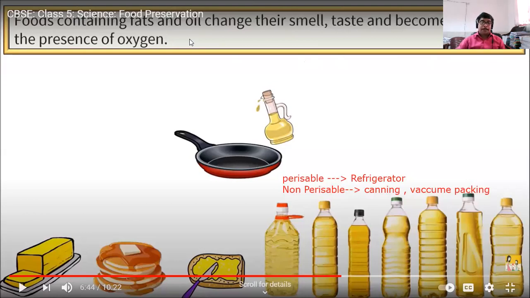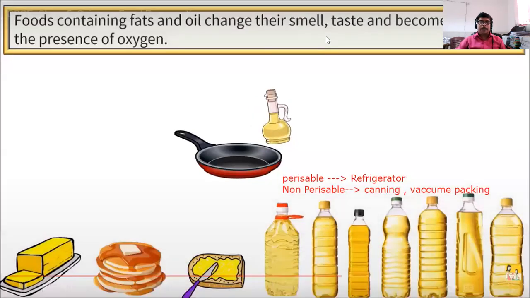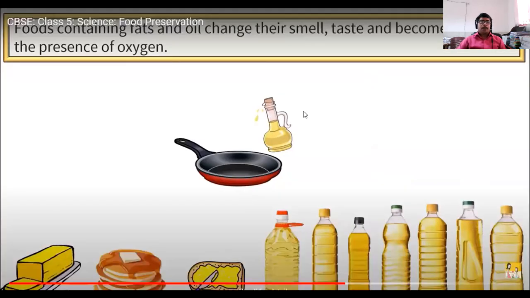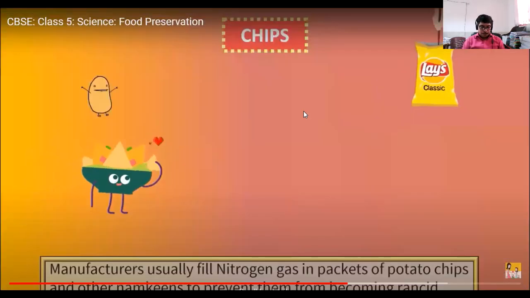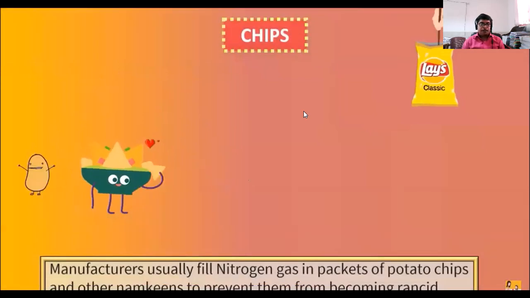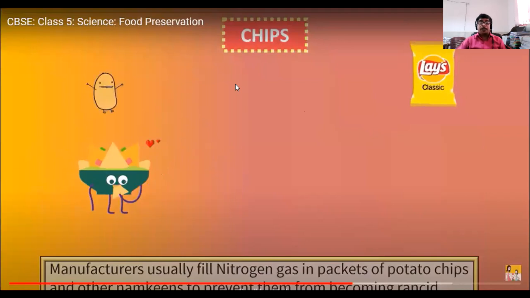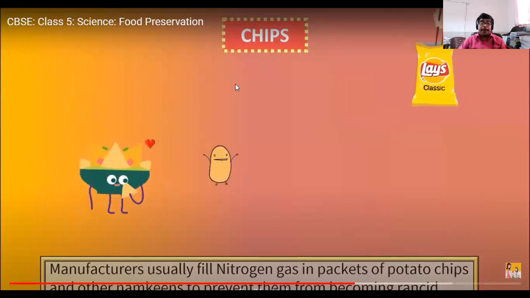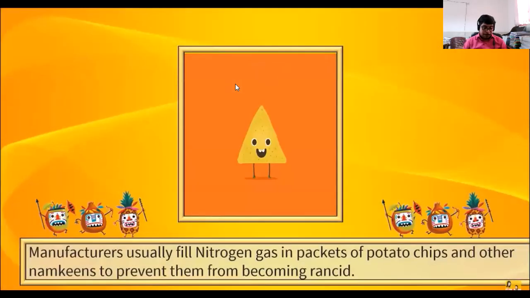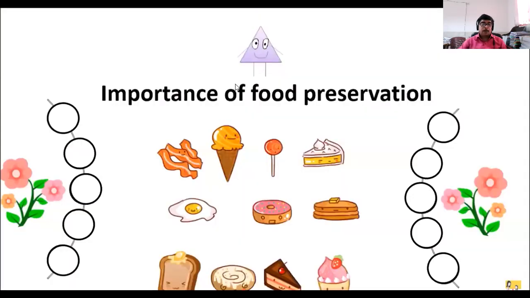क्या होता है कि ऑक्सीजन के प्रेजेंस से वो उसका टेस्ट खराब हो जाता है. Now you can take the example of chips. What does the manufacturer do? They fill nitrogen gas in the packet of chips, Lay's and Kurkure.